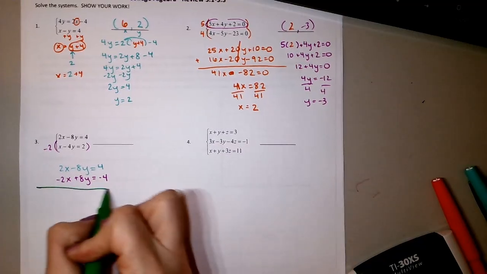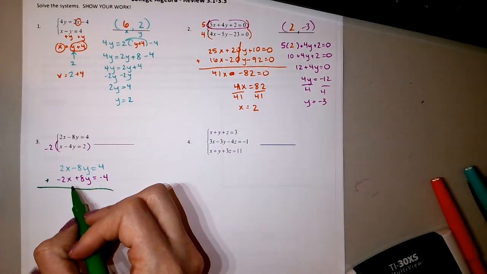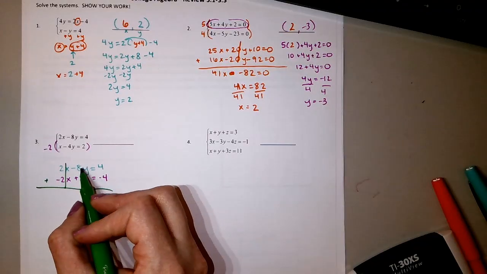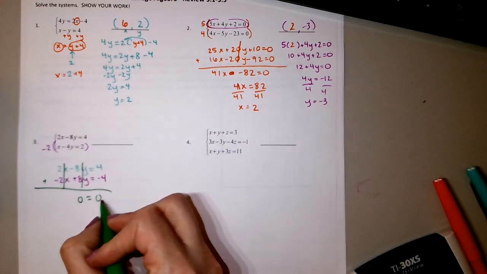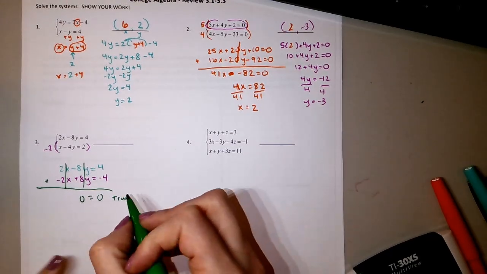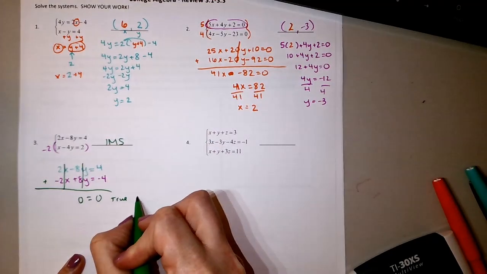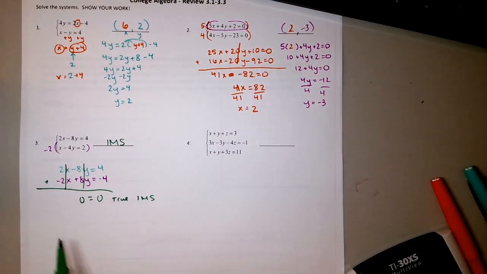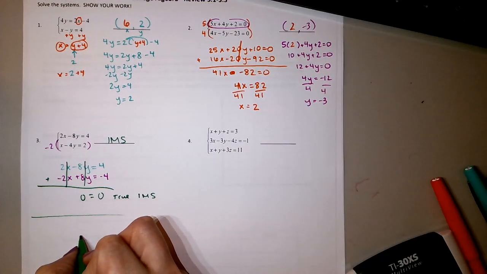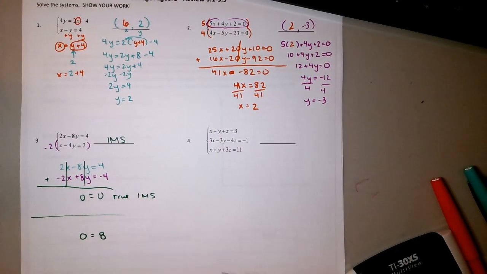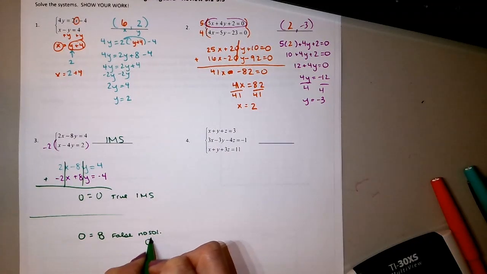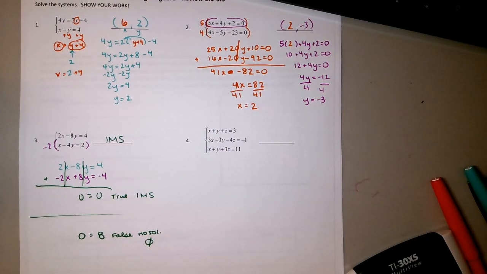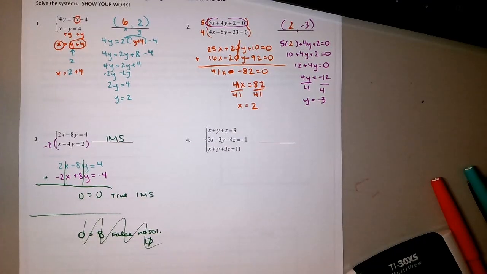When I combine these, 2x minus 2x gives me a cancellation, but so does negative 8y and positive 8y. So I have 0 equals 4 minus 4, which is 0. This is true. And anytime you get something that's true, your answer is going to be infinitely many solutions. I know that this isn't one that they gave you, but what if you got something like 0 equals 8? That is false, and that would be no solution. You could write it as the no solution symbol. That's not what this one is. I just wanted to show you what that might look like on a real-life example.